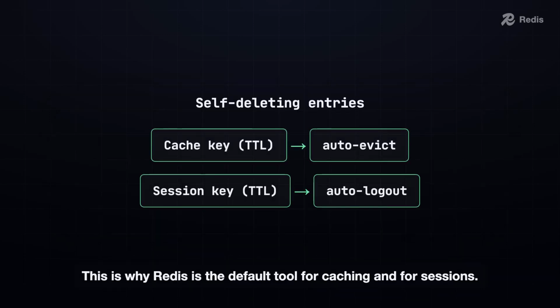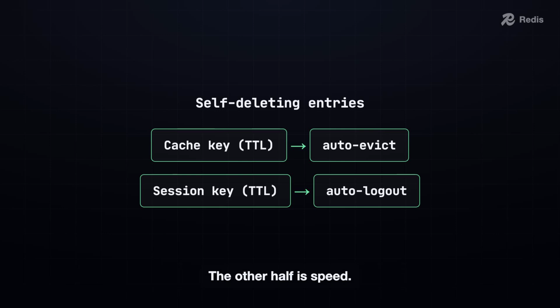This is why Redis is the default tool for caching and for sessions. A cache entry that deletes itself is exactly what you want. This one feature, expiry, is half the reason Redis is everywhere. The other half is speed.